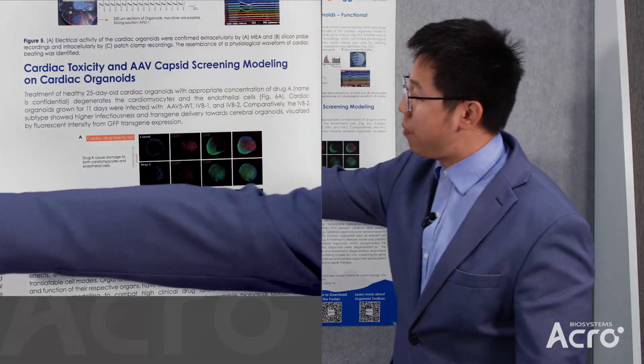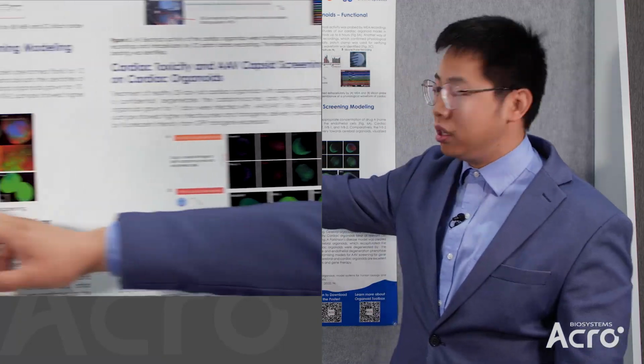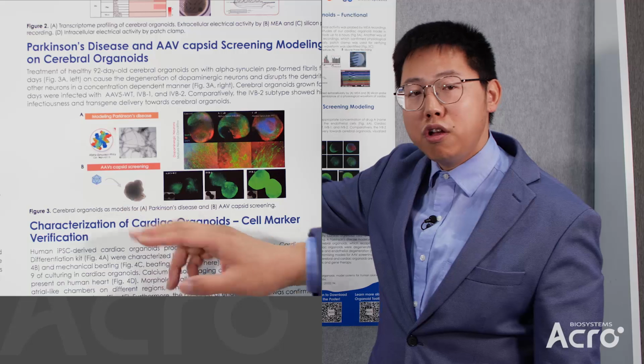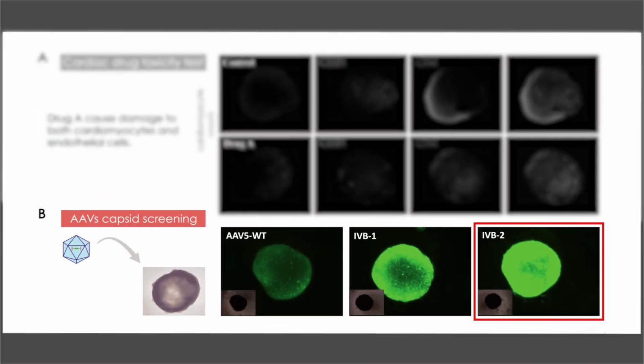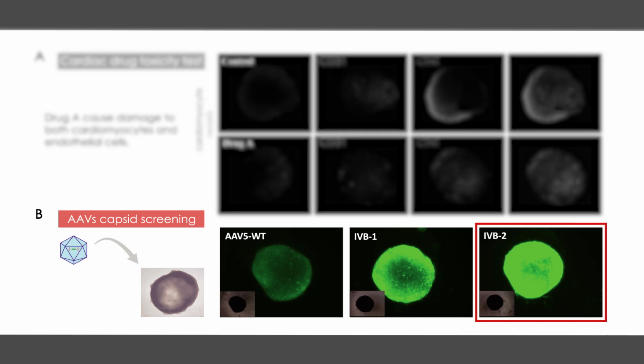And previously I mentioned it could be used to select the AAV capsids for the neuron disease. And here we do similar work. We found that IVB2 was the more optimal gene delivery vector to deliver the target genes into the heart, which is the same result we found in the cerebral organoid.